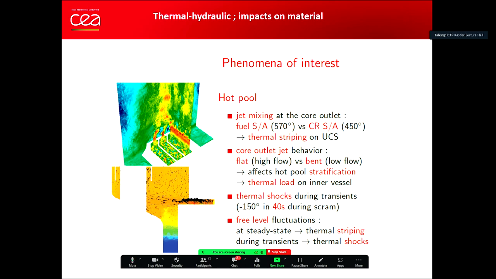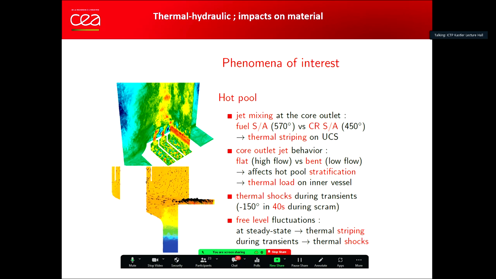Phenomena of interest: there are many phenomena we are interested in such a complex system. Maybe I am not going to describe in detail, but the phenomena of jet mixing at the core outlet, you can imagine at the outlet of the core, we have a lot of phenomena, recirculations and so on, because just in front of the outlet, we have the upper core structure. We have also thermal shocks during transients, free level fluctuations.